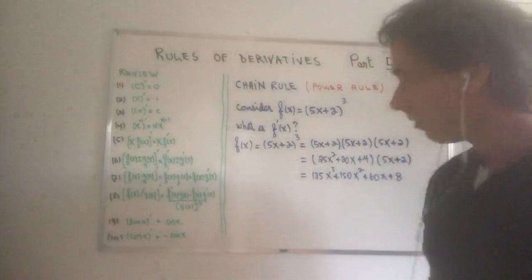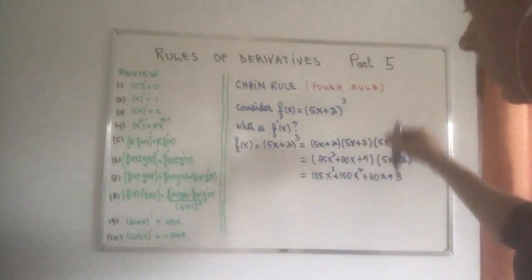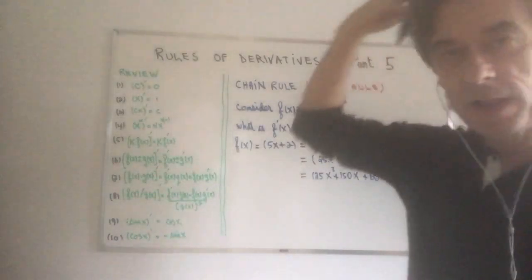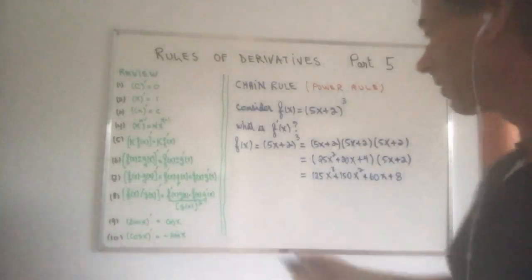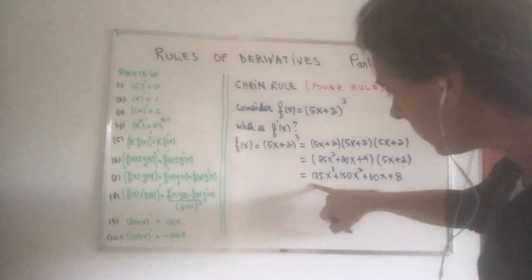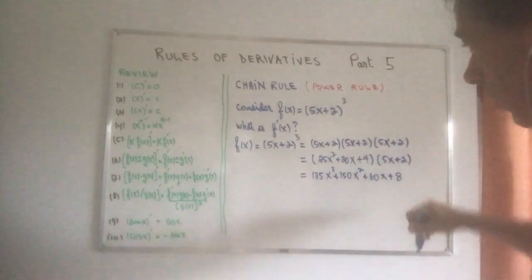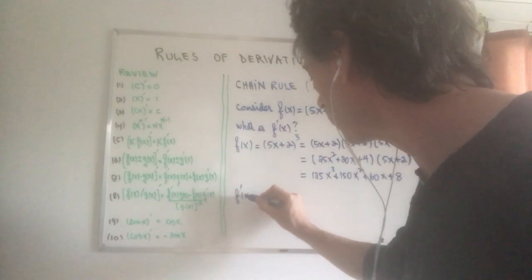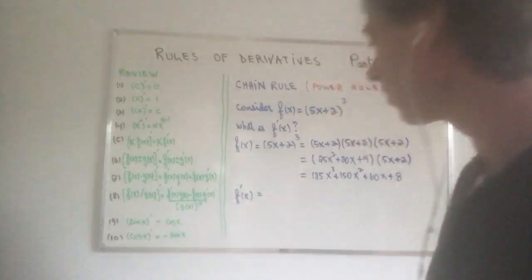You don't have to take my word for this. If you don't believe me, you can actually do the FOIL and do them one by one and collect your like terms. It's just algebra, nothing scary here. But what I have here is a sum, a bunch of terms that is a sum. So it should not be exceedingly difficult to find f prime.